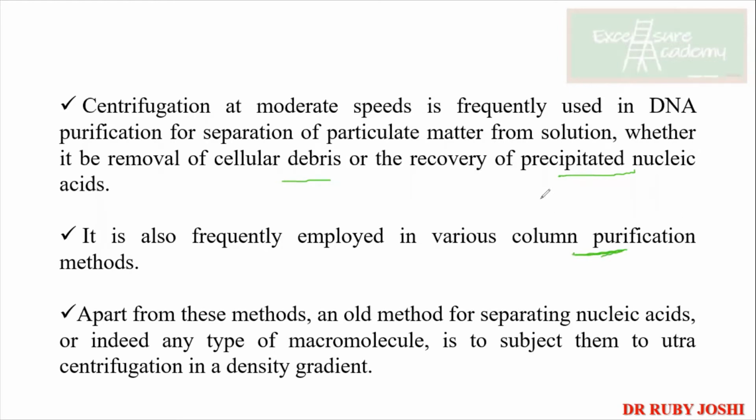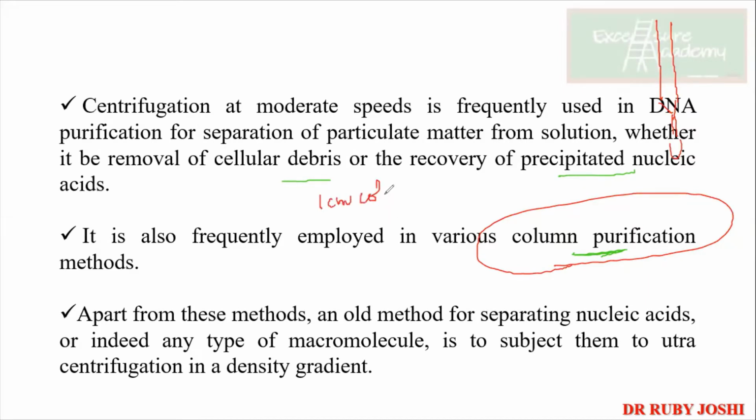So when you say column purification, what comes to your mind? That there is a column, right? It will be eluting out and you will be collecting. But when you say column purification, the company has made a 1 centimeter column like this. And this column is fixed into the centrifuge tube. Okay. If I say that this is the centrifuge tube, then where is your column? This is a column over here.